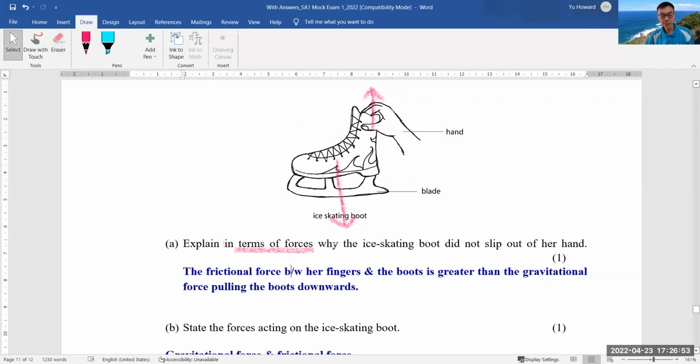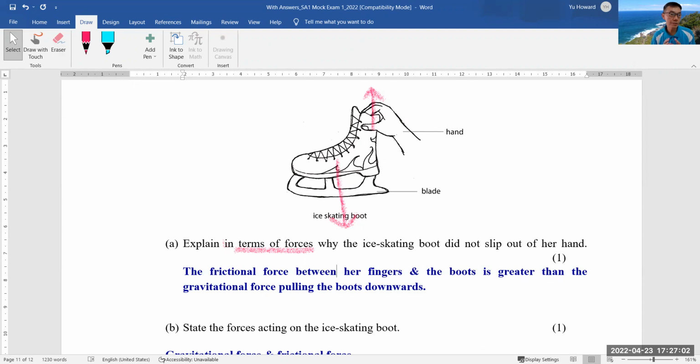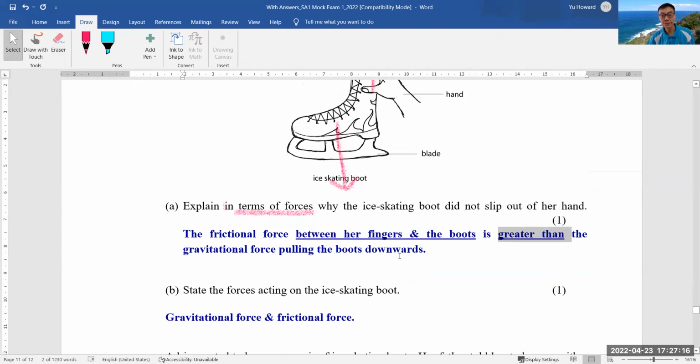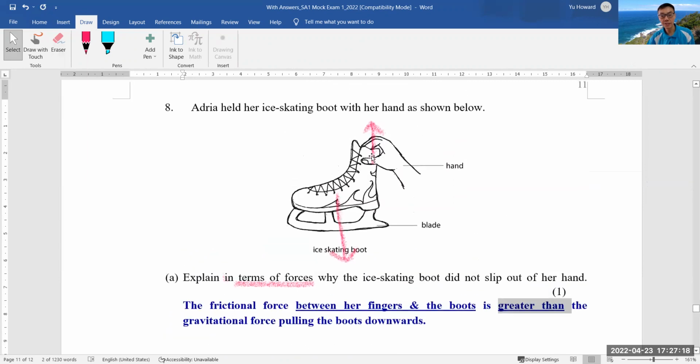The frictional force between, I use short form here, so it's BETWEEN. Okay, so frictional force, you must always explain between what surfaces. Okay, the frictional force between her fingers and the boots, and then you must have this comparison, is greater than the gravitational force pulling the boot downwards. So this frictional force here, that's why this force here exceeds the downward force.